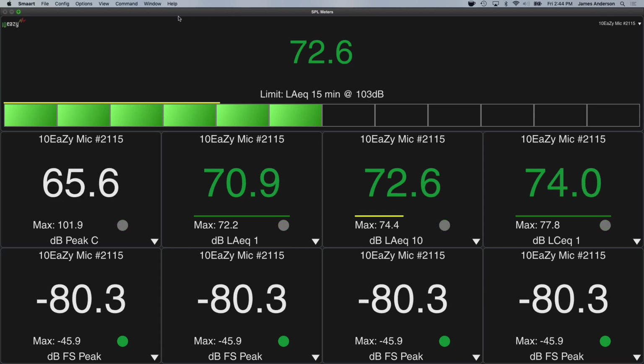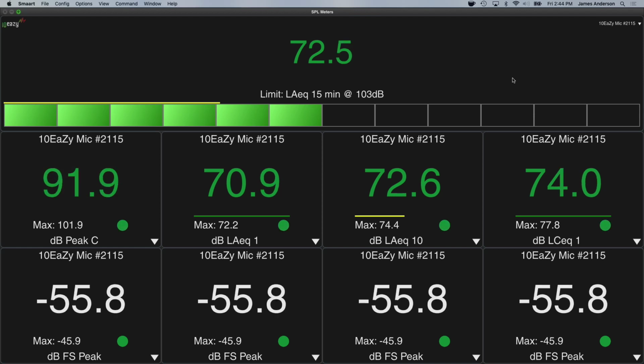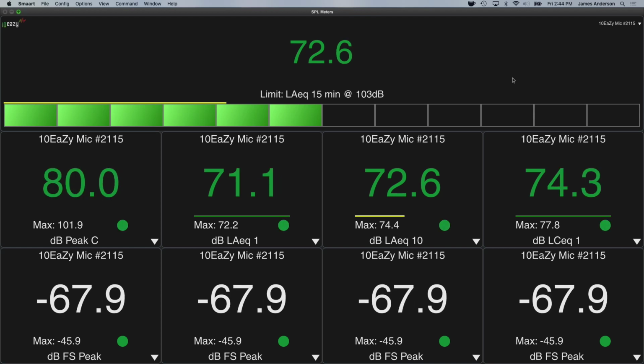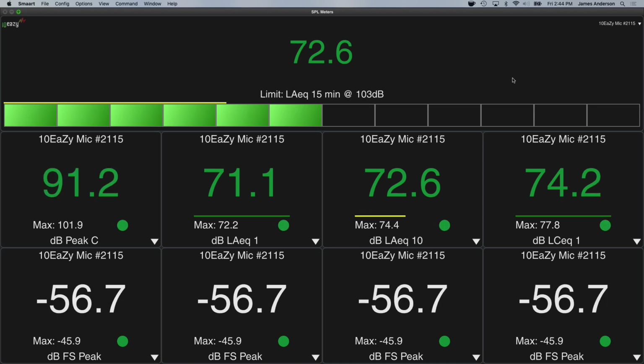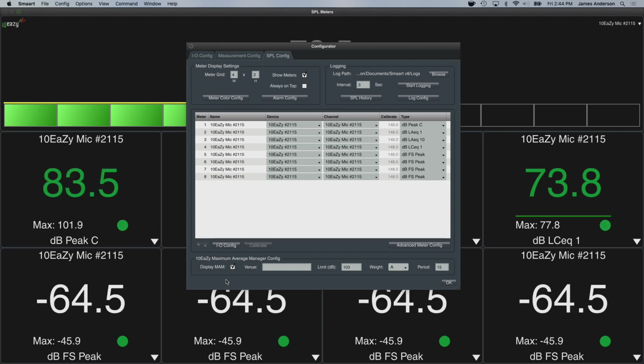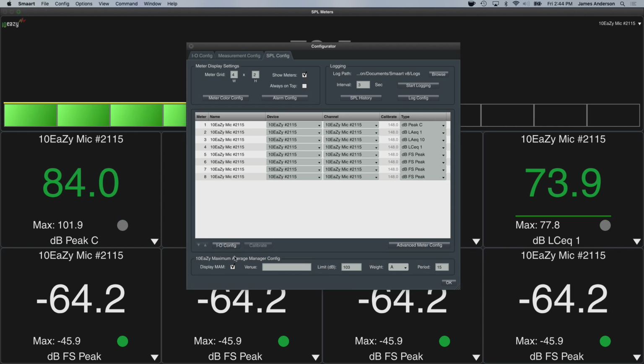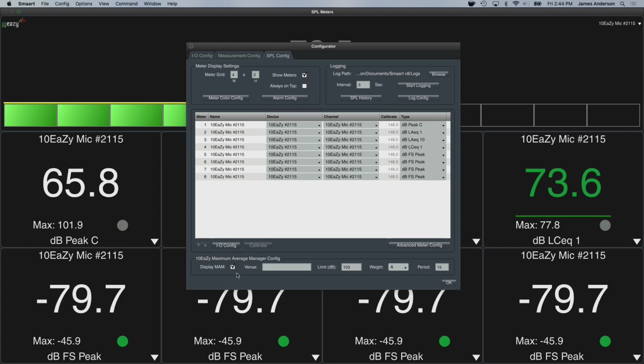So this is the 10EZ maximum average meter, or also commonly referred to as MAM. And what this is basically is an ongoing SPL bank account, right? So in the case of this configuration, our limit is set to 103 dB, A-weighted for 15 minutes. And you can see that here at the bottom of the screen, we have our 10EZ maximum average manager config. So again, the limit is 103 at A-weight and a 15-minute period of time.